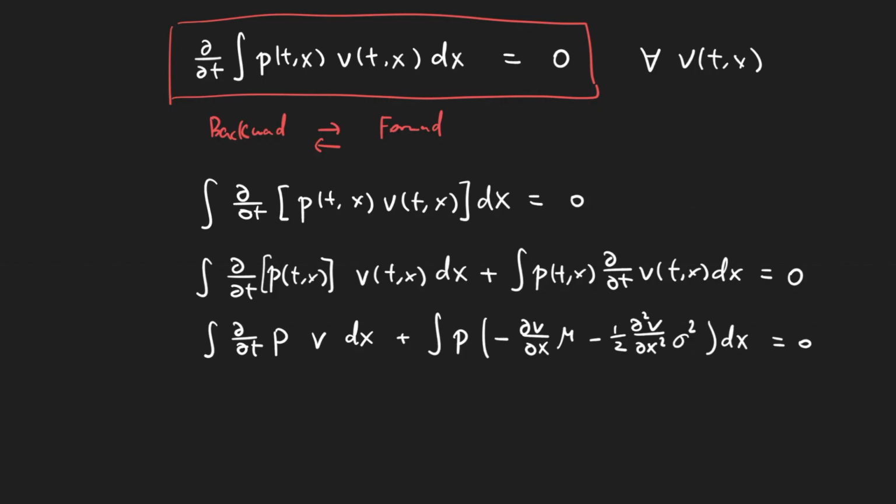In order to reach the PDE, our final form will look like the integral of something times v equals 0. And remember that this has to be true for all functions v. So this will just imply that whatever terms are in here will equal 0. So that's going to be a PDE. This is our goal.